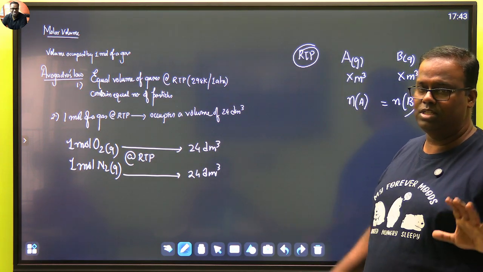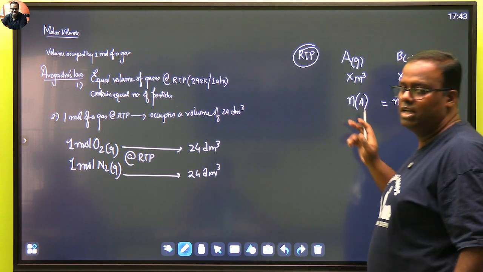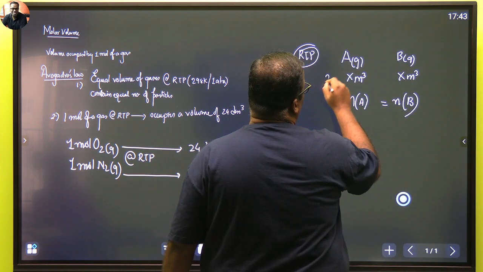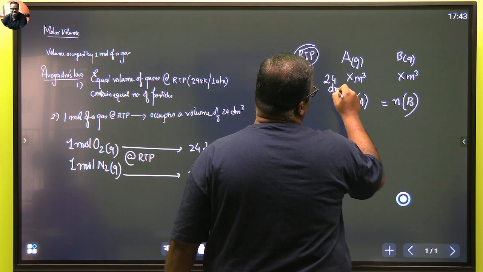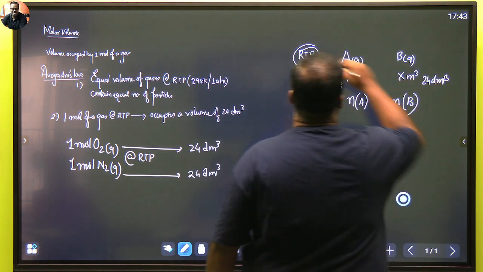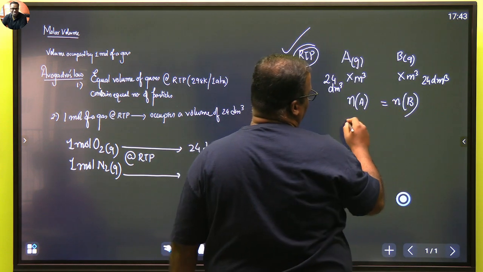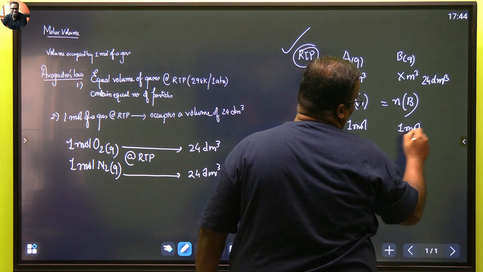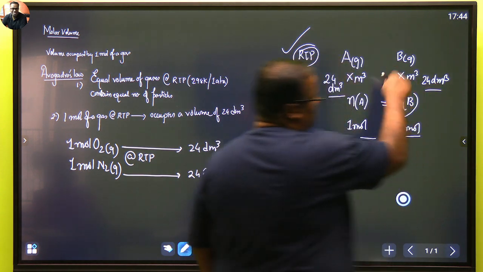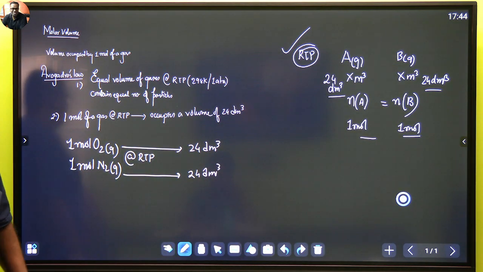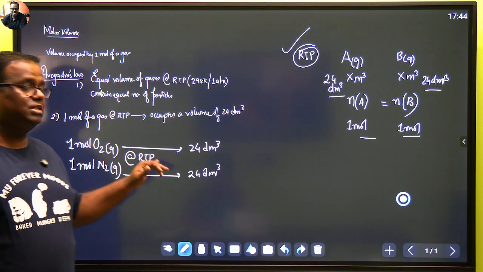Okay, we'll try to understand. Now see whether this is getting satisfied. Equal volume of gases. Let's say we take the volume as 24 dm cube and we take the volume as 24 dm cube. Under the prevailing condition of RTP, this should contain 1 mole. This should also contain 1 mole. Do you now understand how this Avogadro's law is supported by Avogadro's hypothesis? Equal 1 mole of a gas.